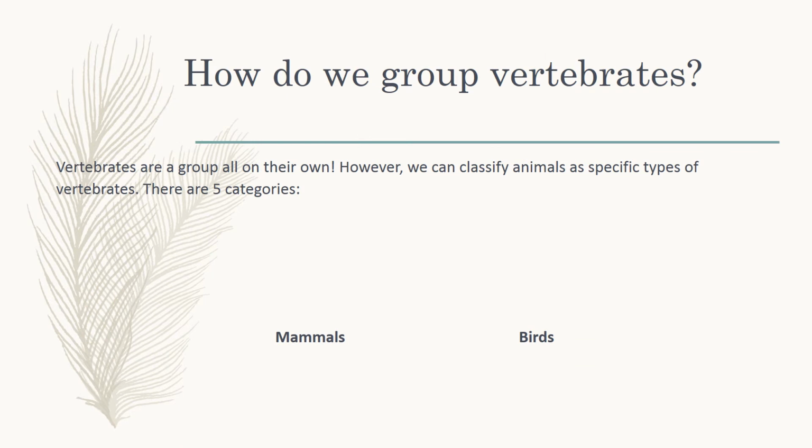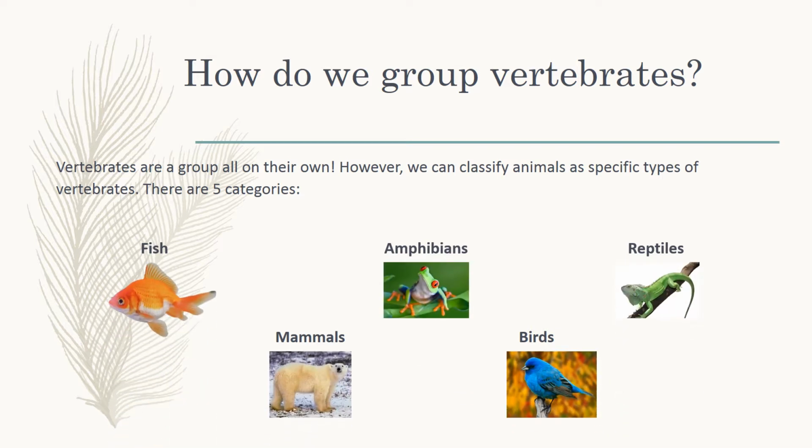How do we group vertebrates? Vertebrates are a group all on their own. However, we can classify animals as specific types of vertebrates. There are 5 categories: fish, amphibians, reptiles, mammals, and birds. We're going to take a look at all 5 groups so that you can learn a little bit more about each.